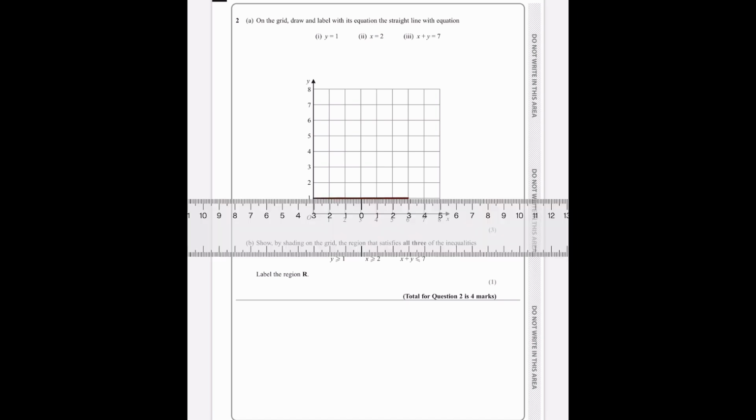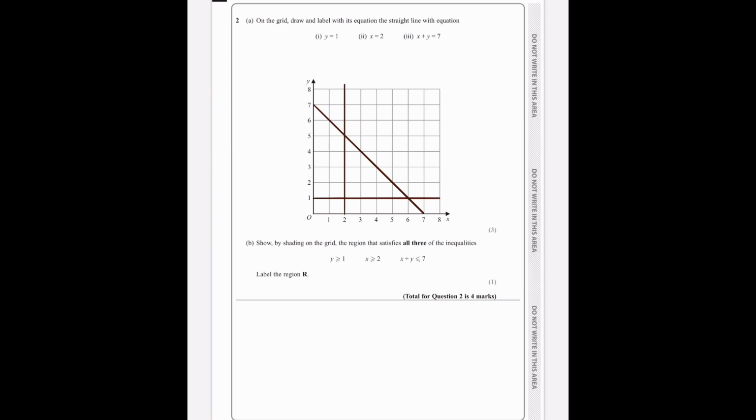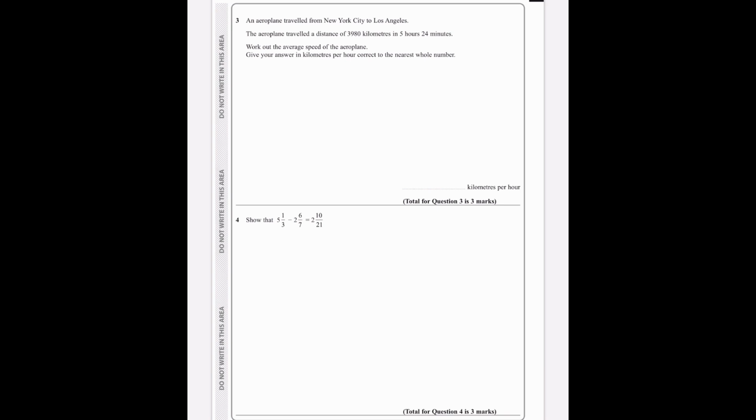For the graphical inequalities, I'm going to plot the 3 lines, y equals 1, x equals 2, and x plus y equals 7. And I'm going to eliminate the areas that I don't want. You can test a point with this one if you like, or you can think about if you have y is greater than or equal to 1, you can eliminate all of the points where the y coordinate is less than 1. Anyway, once you've ruled out the 3 regions, you're left with the region R in the middle.